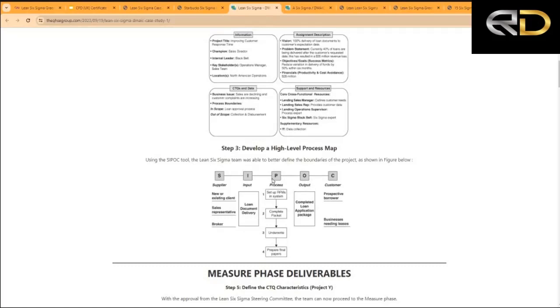What is the process of actually doing that? Step 1, step 2, step 3, and step 4. What is the input into this process? A credit card or loan application form. Who is the supplier? The new or existing client, the sales representative, the worker in the bank, and the broker who is going to provide the funds.